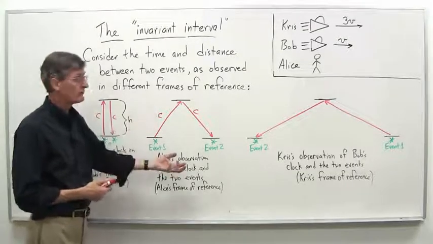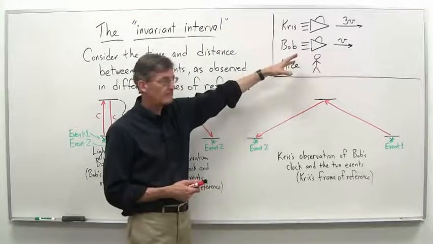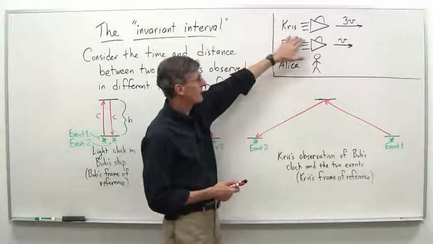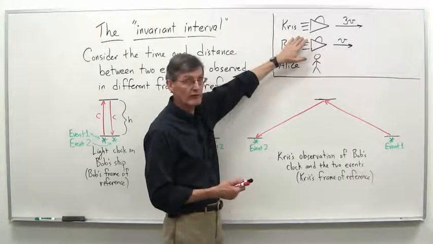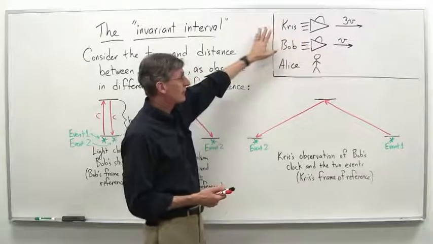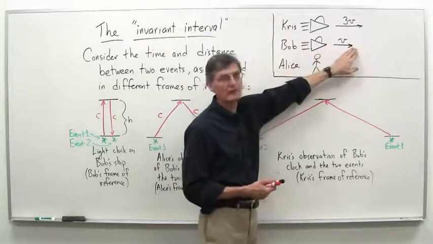And then what does Chris see? Well, remember, Chris is going, say, 3 times as fast as Bob. So the first event occurs here, and she makes note of that. Then, of course, when the second event occurs, Bob goes along here, and maybe the second event occurs when he's right here.